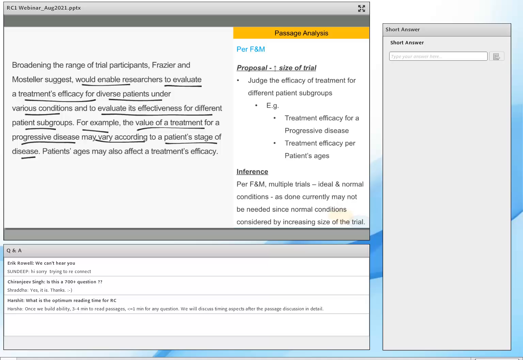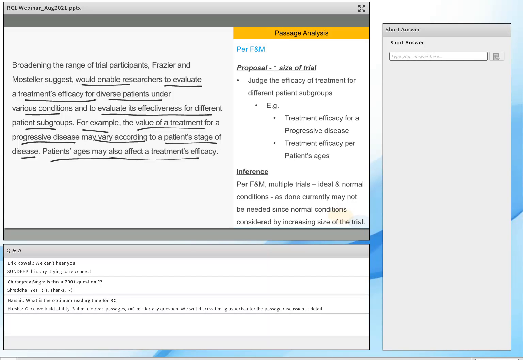Then the author in the last sentence presents another subgroup, which is that patients' ages may also affect a treatment's efficacy. We all know that we all can get fever, but the dose given for fever to a newborn is different, to a toddler is different, to an infant is different, to a teenager is different, to a grown-up is different, right? It's not that everybody takes the same dose of the same medication. No, that doesn't happen. So patient's age also forms a subgroup.